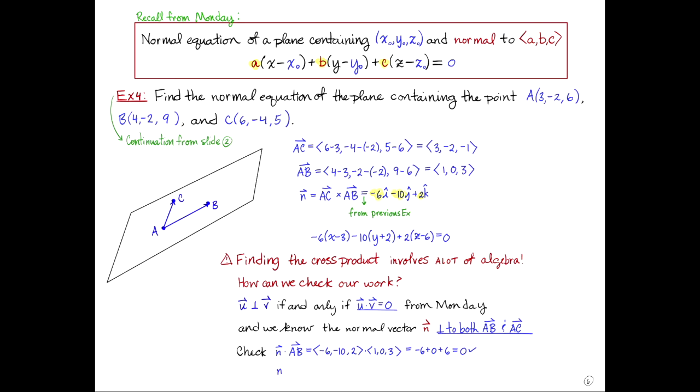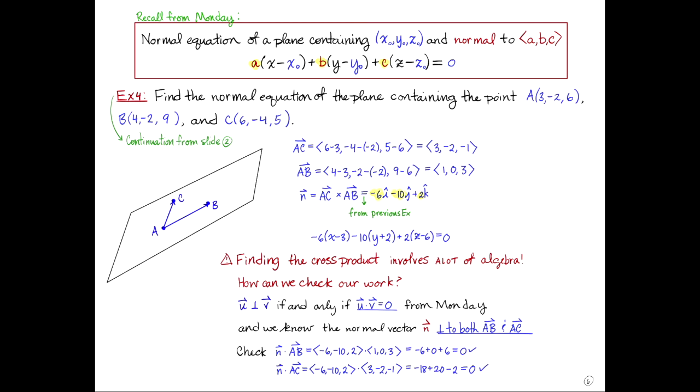The dot product between the normal vector n and the vector AC is negative 6, negative 10, 2, dot 3, negative 2, negative 1, which is equal to negative 6 times 3 is a negative 18. Negative 10 times a negative 2 is a positive 20. 2 times negative 1 gives us a negative 2, which also simplifies to 0. So we know that our cross product is correct.